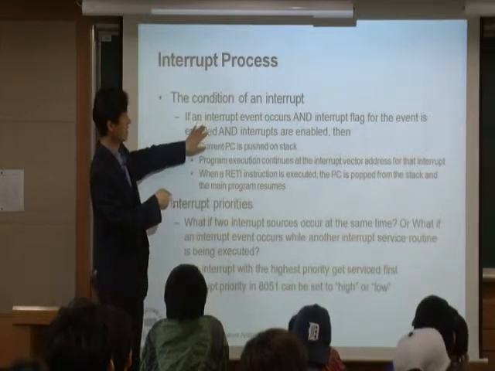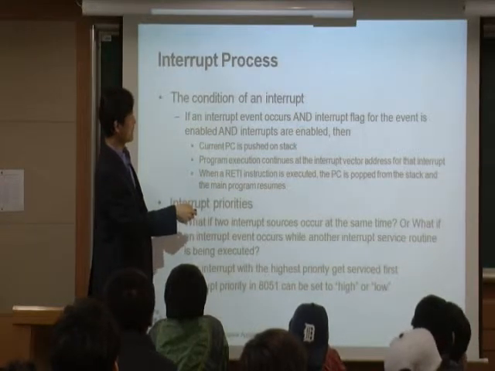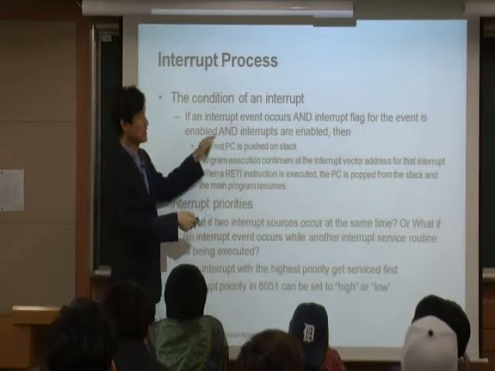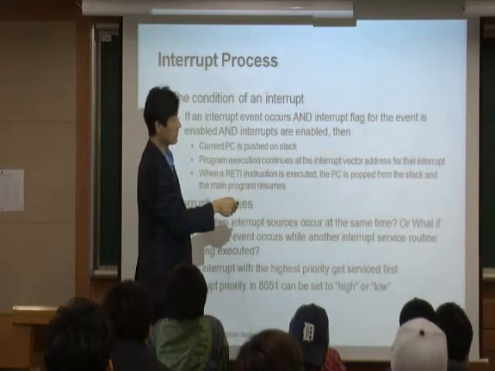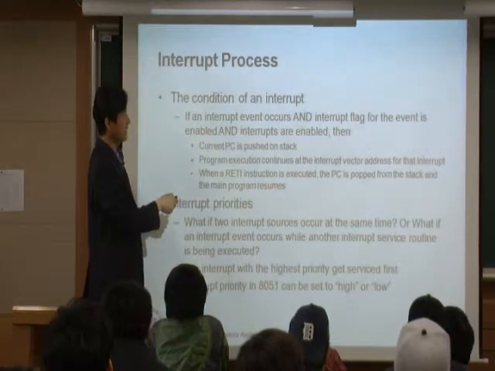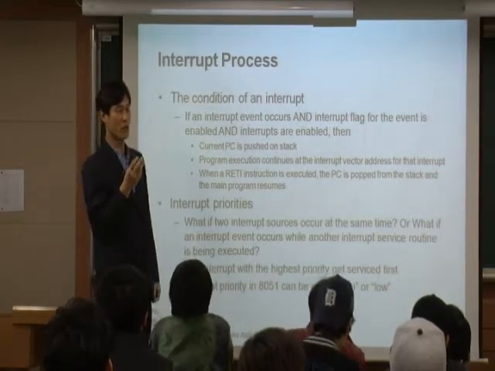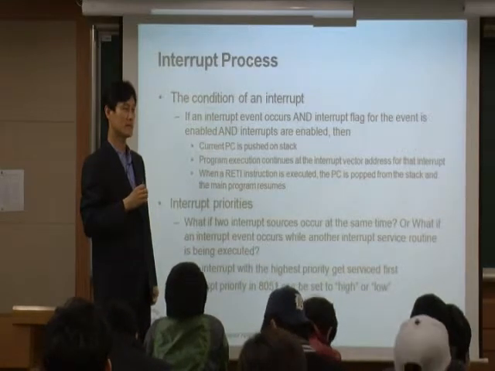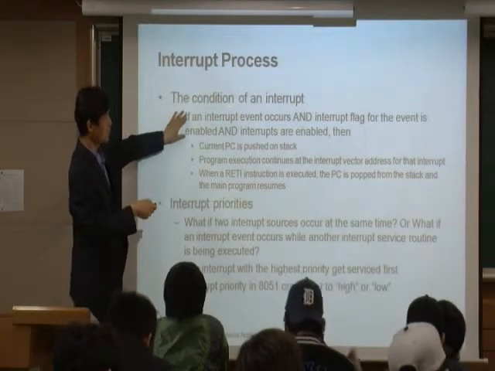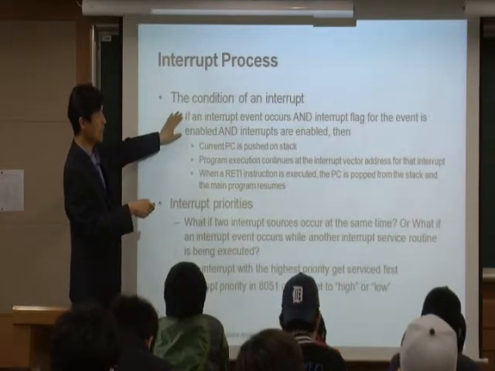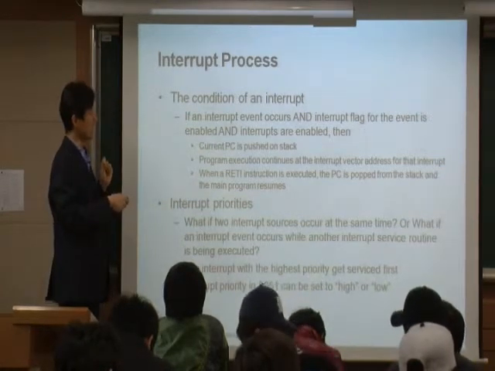That's what this means. The interrupt event occurs, and the interrupt flag for the event is enabled, which means that you know there are 5 different interrupts, 5 different bits. The interrupt flag for that particular event should be enabled, and also the global interrupt bit is enabled. So we have to have 3 different conditions. Only then do you have an interrupt. When all of these conditions are on, then we have an interrupt. So now let's see what happens when you have an interrupt.